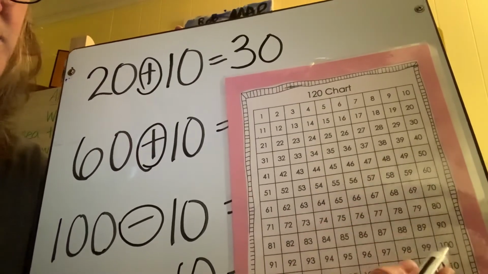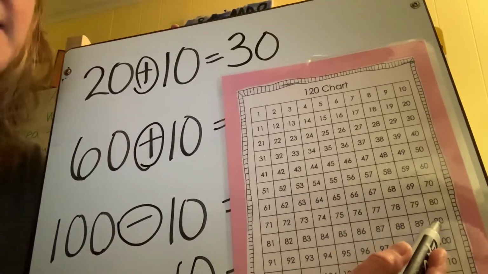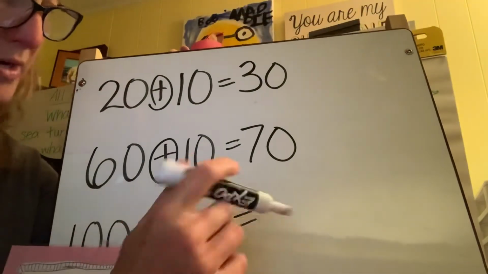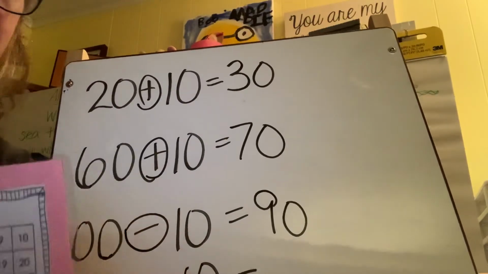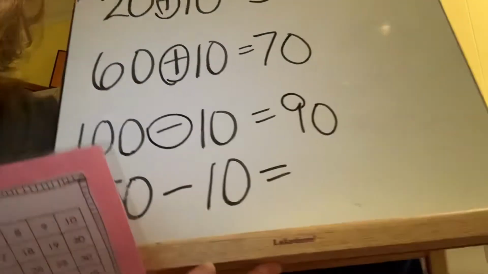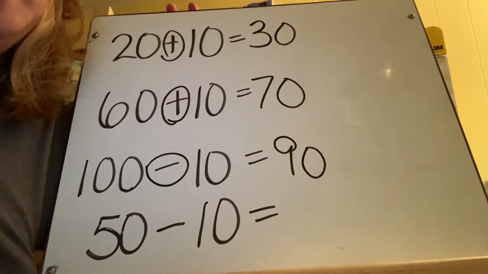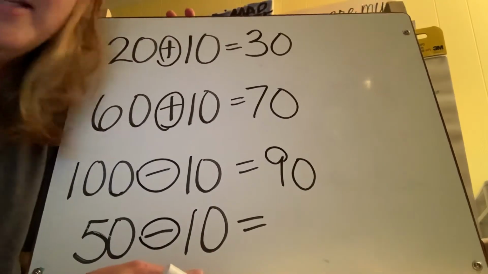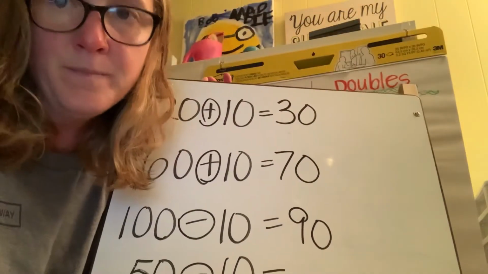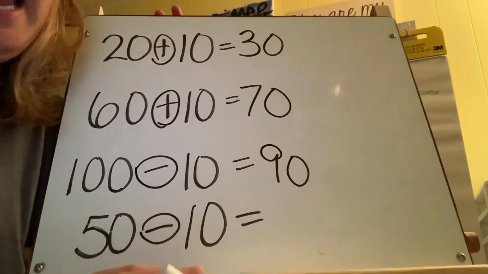I'm going to the numbers before. I'm going to, what number is this, boys and girls? Yes, it's 90. Very good. If you said that 100 minus 10 equals 90, you were correct. And last but not least, I have one more problem here. 50 minus 10. What am I doing again? What's my operation? Very good. It's subtraction. 50 minus 10.